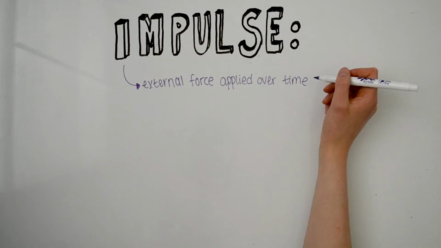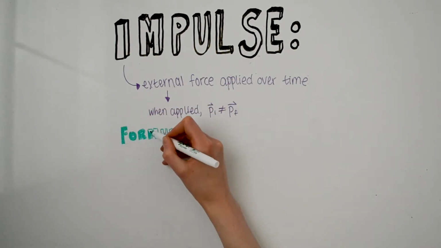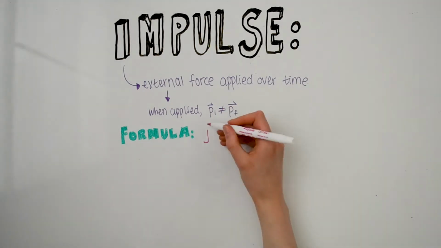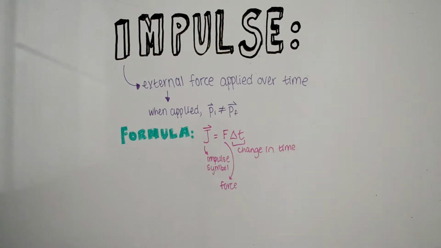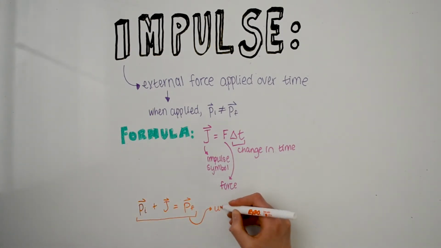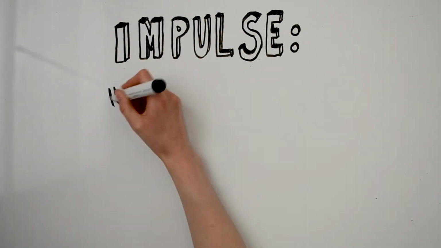Impulse is an external force applied over time. When it is applied, initial momentum no longer equals final momentum. It is found by multiplying the force times the change in time. Because force is a vector quantity, impulse is also a vector quantity, defined by the letter J. The initial momentum plus the impulse equals the final momentum, and this is now the updated conservation of momentum formula.